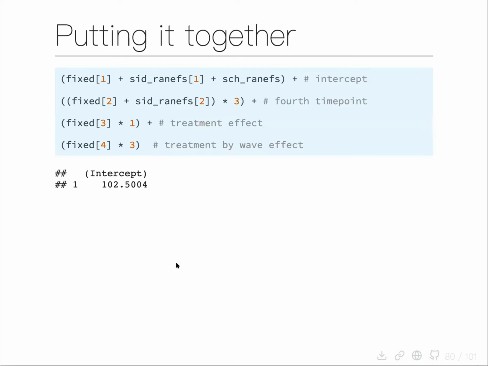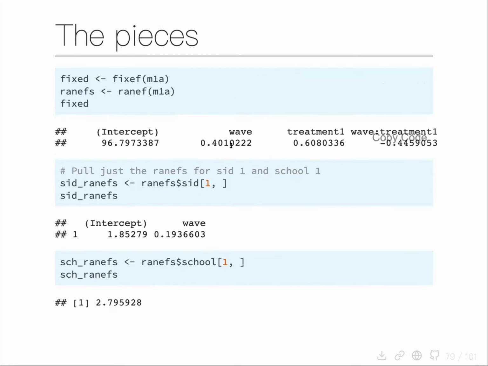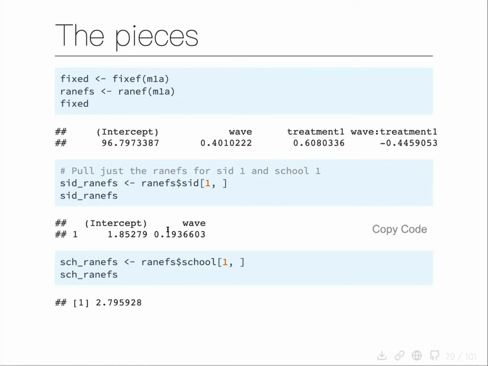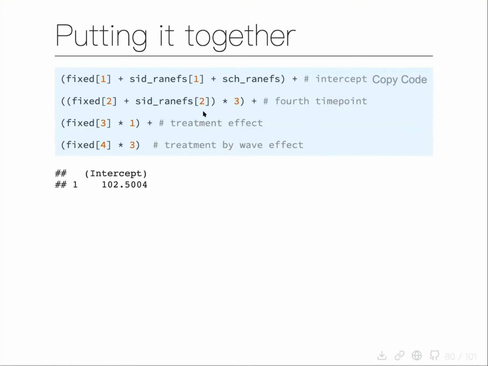Okay, so putting it together, we're gonna first predict their intercept, okay? So I'm taking fixed 1, the intercept, plus the random effect deviation for the student, plus the school random effect, right? All of that is for the intercept. Okay, so we add all of that. Then we're gonna say plus fixed 2, which is my fixed effect for wave, right? Plus the random effect for student 2. So that's this part. So I'm adding these two together, okay? And then I'm gonna multiply those by 3 for the fourth time point, right? 0, 1, 2, 3, okay? That adds the fourth time point.